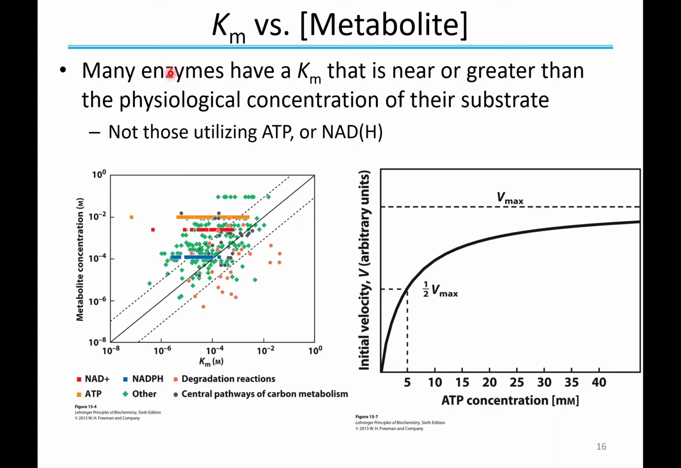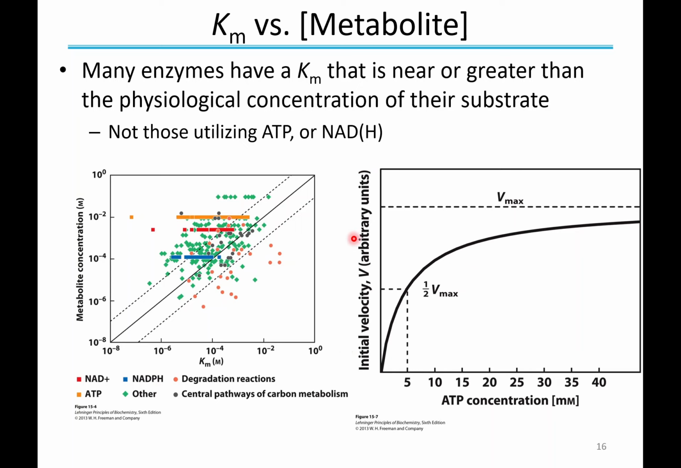Just a little walk back to some of the enzyme kinetics. If we look at the Km versus metabolite concentrations, many enzymes have Kms that are near or greater than the physiological concentration of their substrate. Enzymes that don't follow that, those that utilize ATP or NAD, are exceptions to that rule.